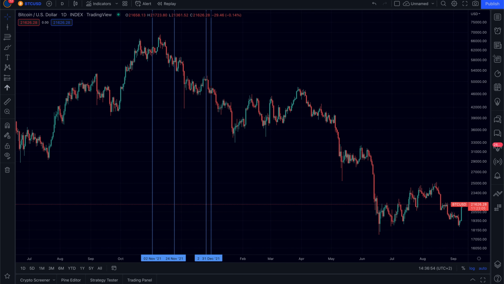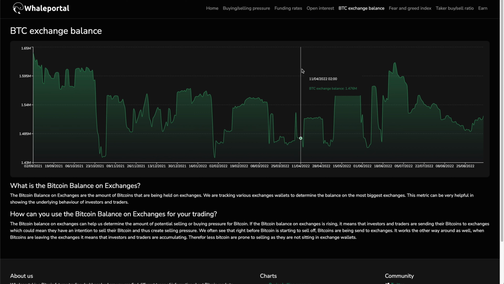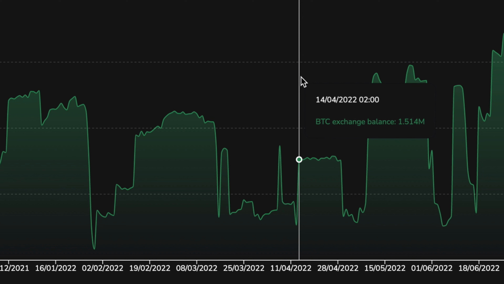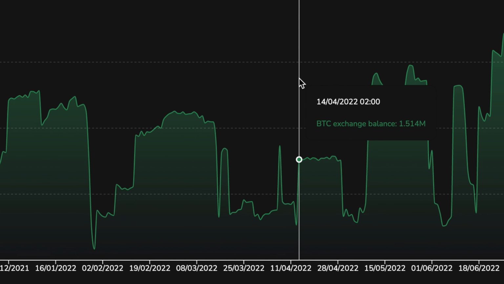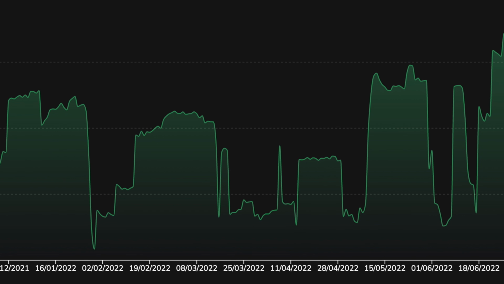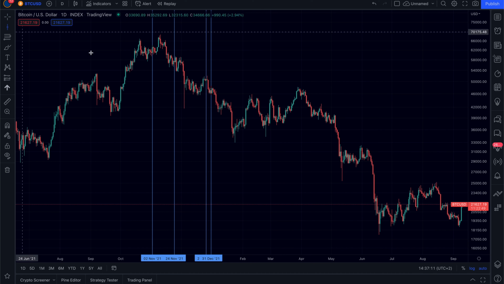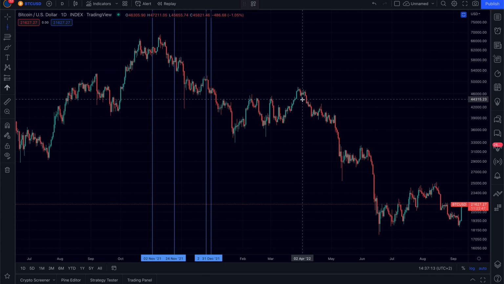Then guys, let's have a look at the following example. Right here we got a very steep increase as well. That was on the 13th and 14th of April 2022. We had quite a significant increase in the Bitcoin balance on exchanges. Let's have a look at the price at the 14th and 15th of April.